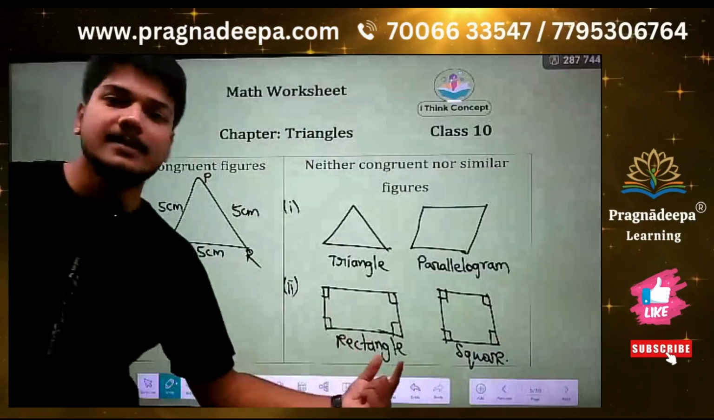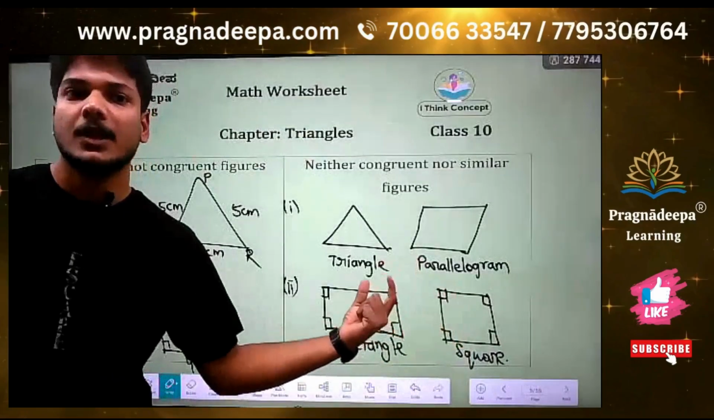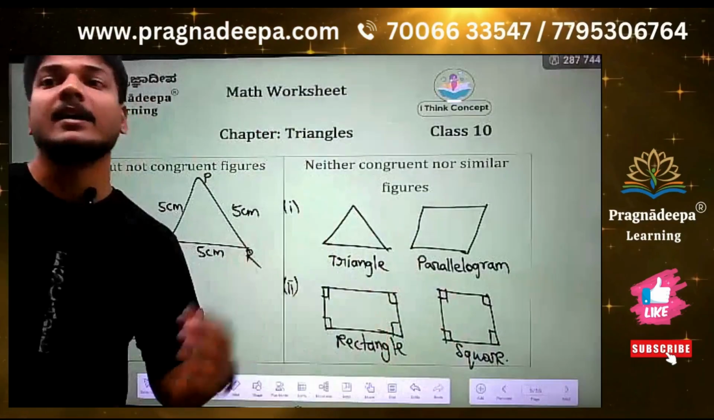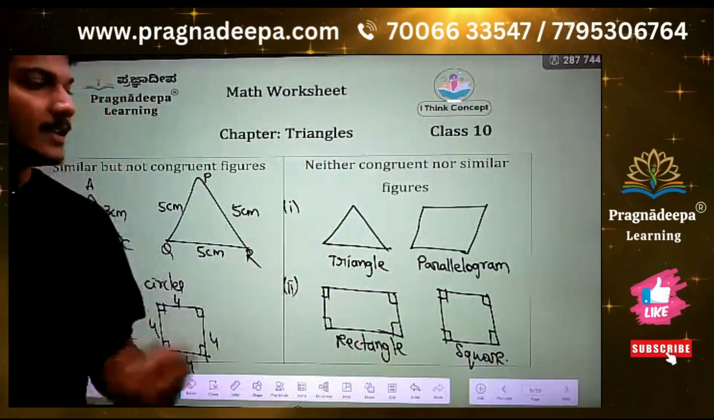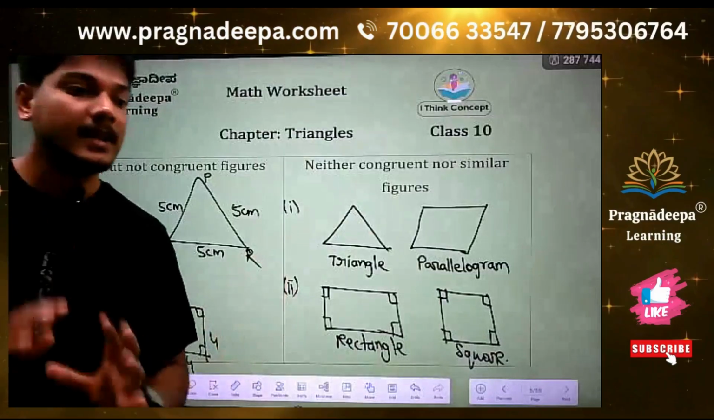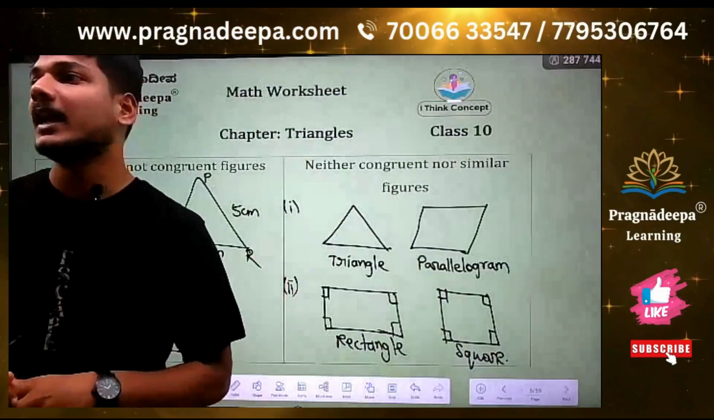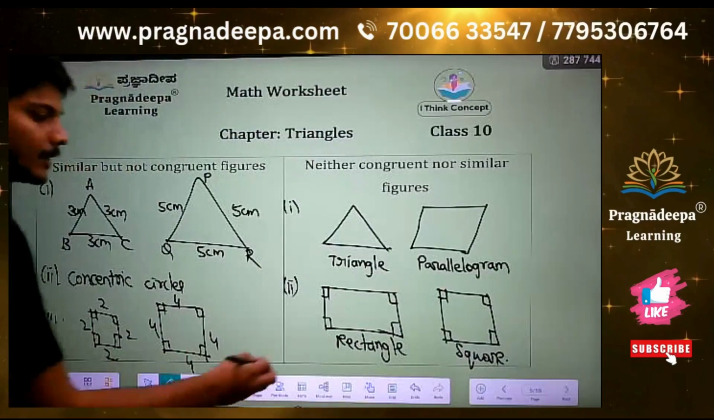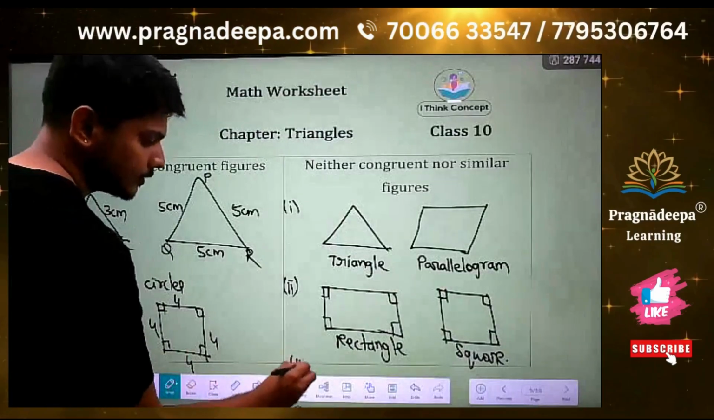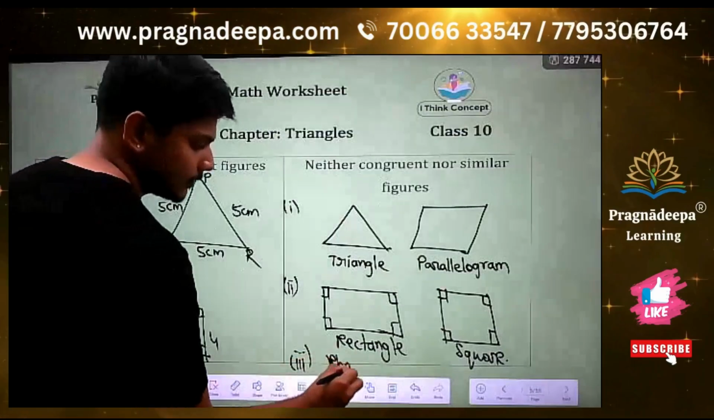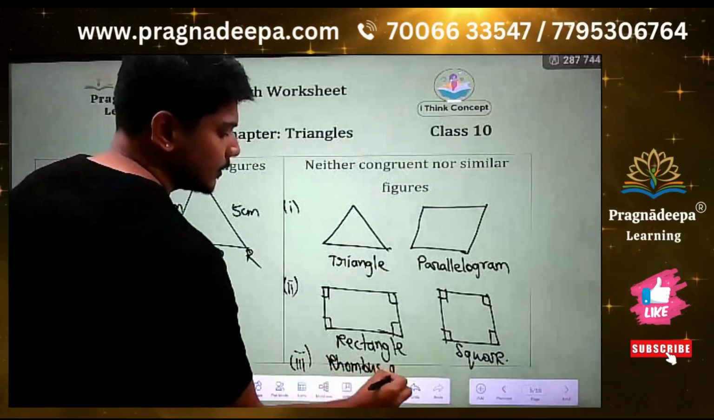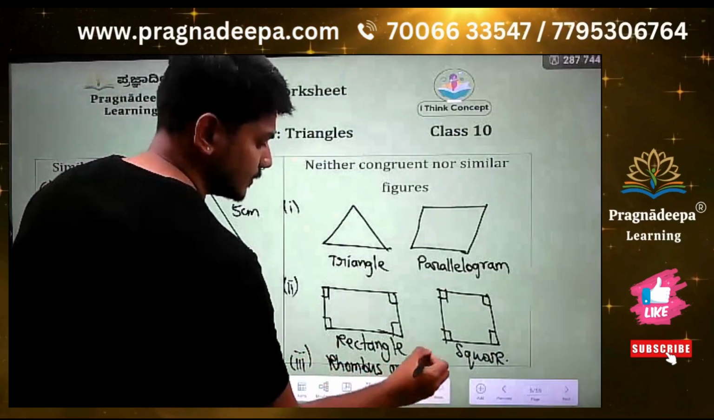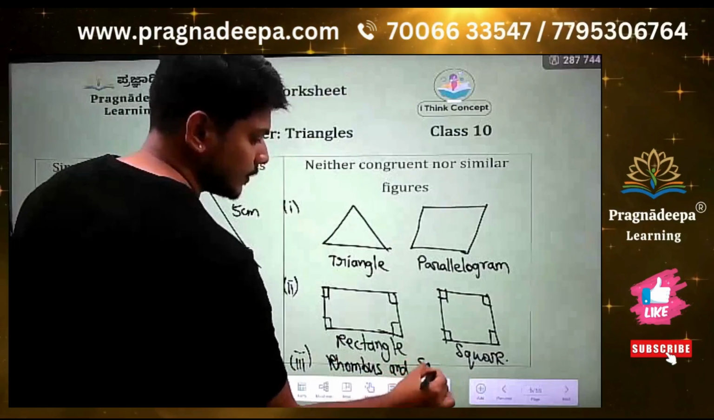You can even consider rhombus and square. Rhombus means all the sides are equal, but angles are not equal, right? In that case, corresponding sides are in the same proportion, but corresponding angles are not equal. See, both are non-similar figures and non-congruent figures. Rhombus and square.